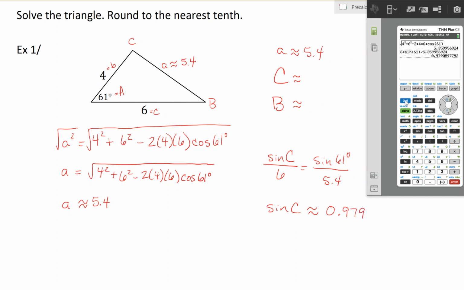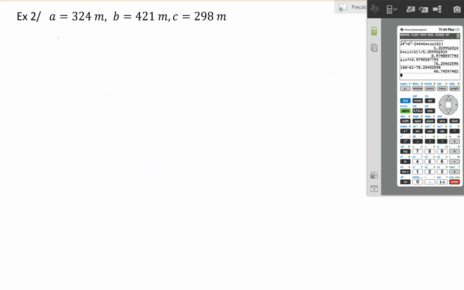0.979, and take the inverse sine of that, and it tells me that C is approximately 78.3 degrees. So 78.3 degrees, I can take 180, subtract the 61, subtract the 78.3 that I just found, and that's going to be my B, which is 40.7 degrees. Alrighty then. Now here's an interesting problem.